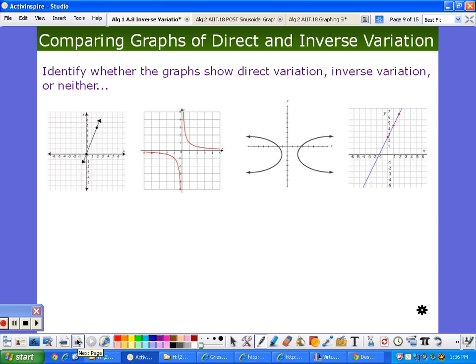Okay. Now let's look at the bottom of the page here. Can you tell from the graphs if they are direct variations, inverse variations, or neither? Let's look at this first one. Is this going to be direct, inverse, or neither? Correct. Why? It's a straight line going through the origin, so it will be a direct variation. How about this one? Direct, inverse, or neither? How come? Quadrants 1 and 3, nice little function. How about this one? This is a hyperbola too. What do you think?